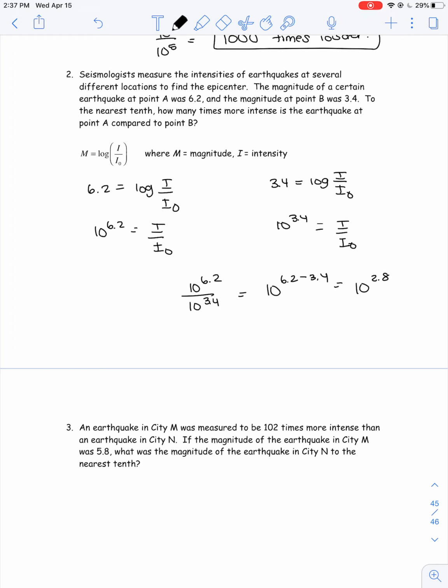So 10 to the power of 2.8 gives us about 630.96, or 631 times if you round to the nearest whole number. So our answer is 631 times stronger. When we compare two earthquakes, we know that point A is 631 times stronger than point B.